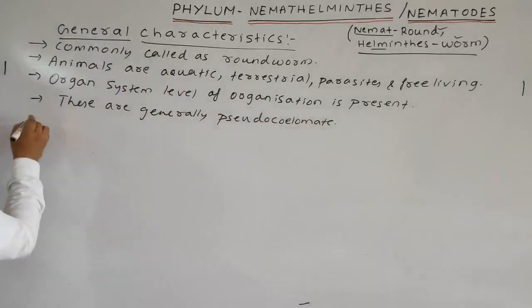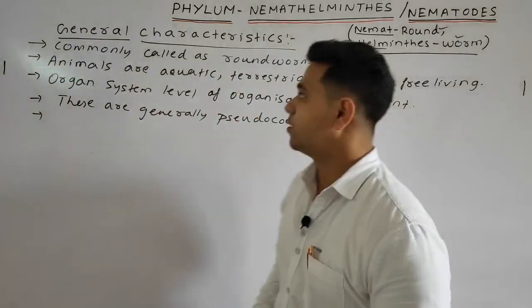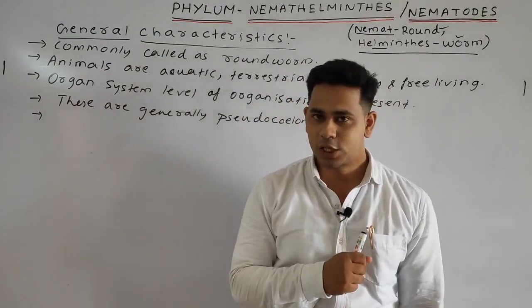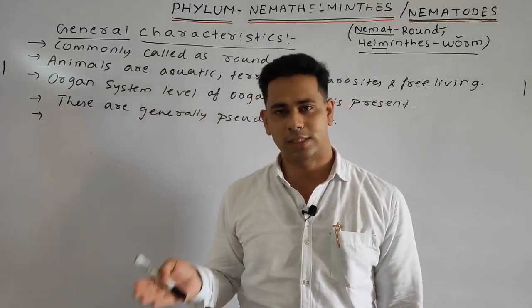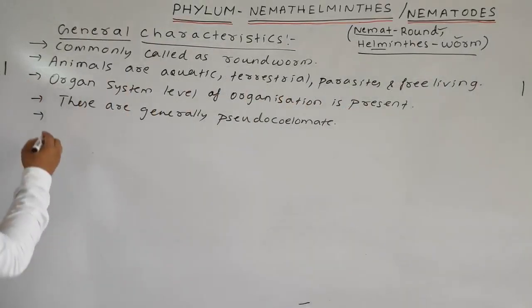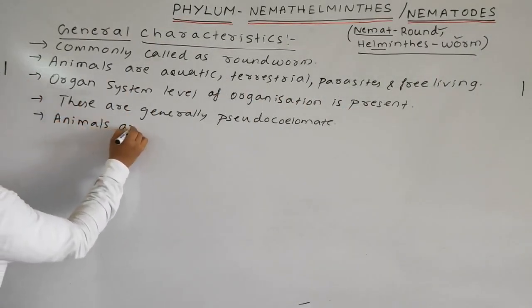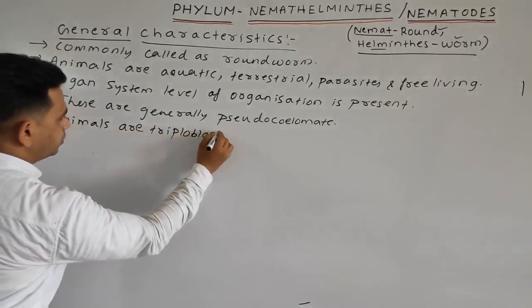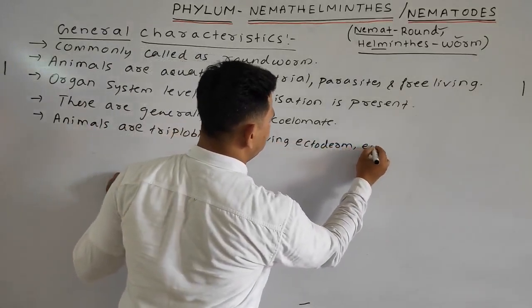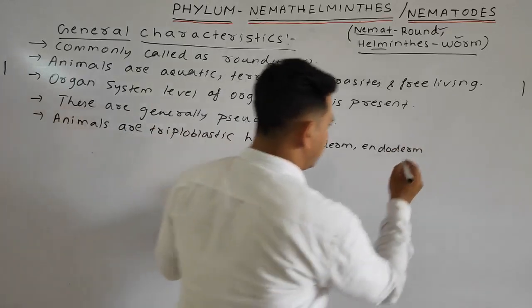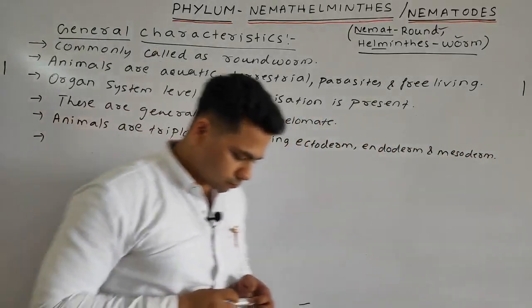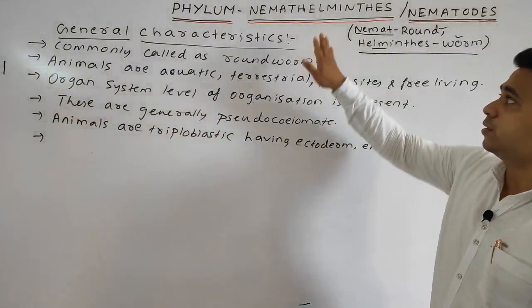Okay, another important point: are the Nemathelminthes diploblastic or triploblastic? As we discussed, from the Platyhelminthes onward we will find all the phyla are triploblastic. So these are triploblastic, having the ectoderm, endoderm and the mesoderm. So we can write: animals are triploblastic, obviously having ectoderm, endoderm and mesoderm.